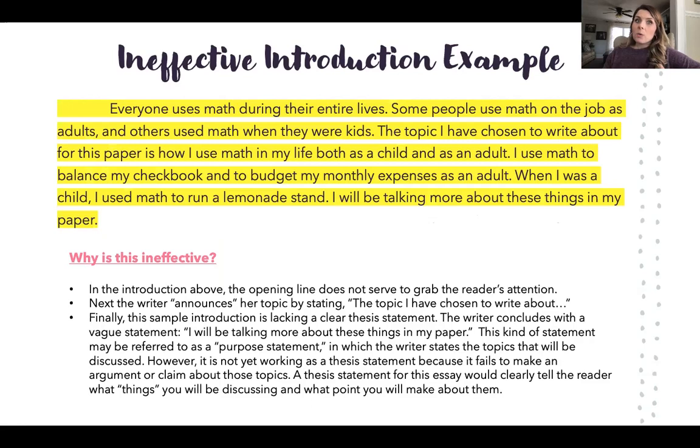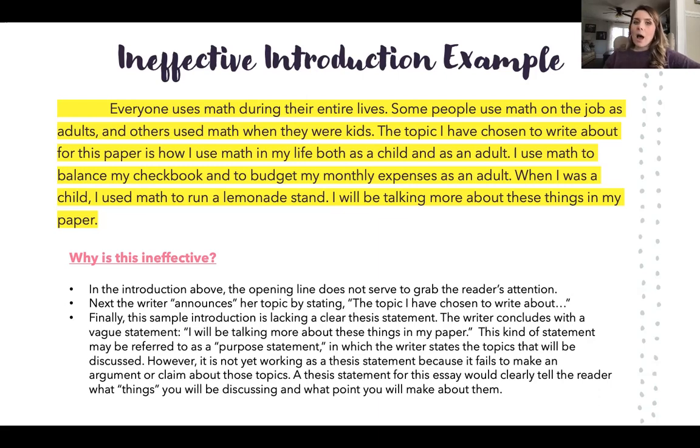So I want to show you an ineffective introduction example. Everyone uses math during their entire lives. Some people use math on the job as adults, and others use math when they are kids. The topic I've chosen to write about for this paper is how I use math in my life, both as a child and as an adult. I use math to balance my checkbook and to budget my monthly expenses as an adult. When I was a child, I used math to run a lemonade stand. I will be talking more about these things in my paper.